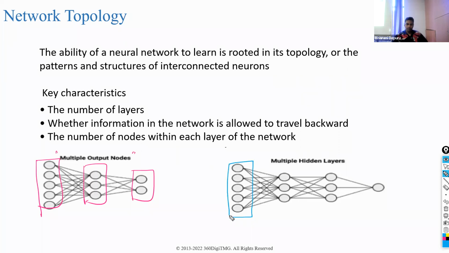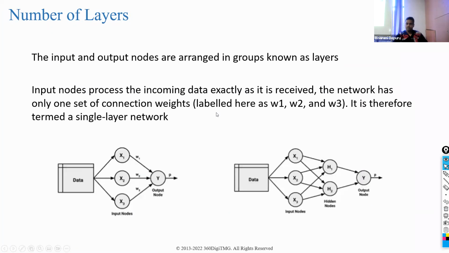You have your input layer, and you have two hidden layers. One hidden layer has 3 neurons, another hidden layer has 3 neurons, and then you have your output layer, which has a single neuron. So you can either have a single hidden layer or multiple hidden layers, right?